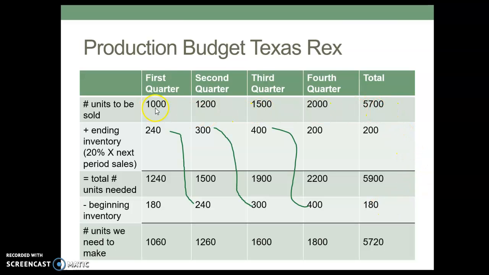Okay, so here's our total number of units we're going to sell, 5,700. Then we add the 200 we want in ending inventory. That's 5,900 shirts that we need in total for the year, minus the 180 that we had on January 1st. And that tells us that we need to make 5,720 shirts during the year. And of course, if you add across these totals for the four quarters, they should also add up to the 5,720.